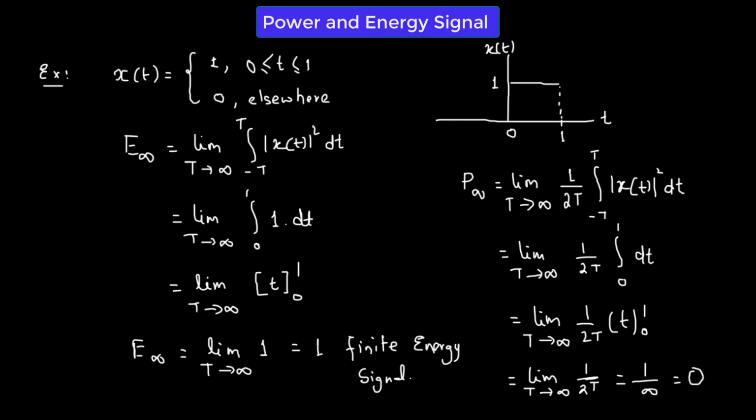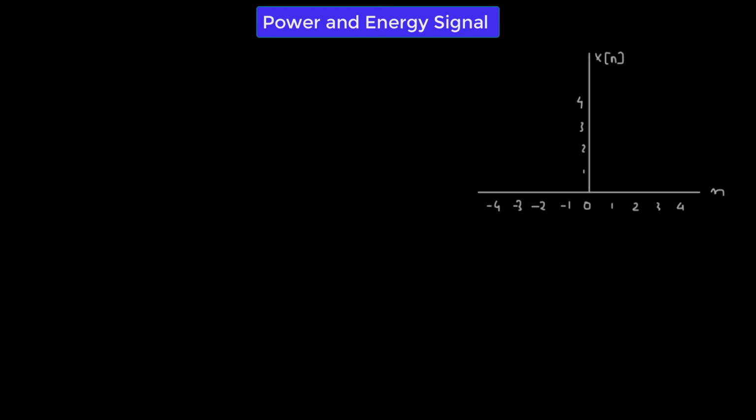So that means when we have a finite energy signal, the average power value is 0, while in the previous example, we found that when we have a signal with infinite energy, it's going to have some finite average power value. Let's do another problem and check when the energy value is infinite, but this time we're going to take the case of a discrete signal.